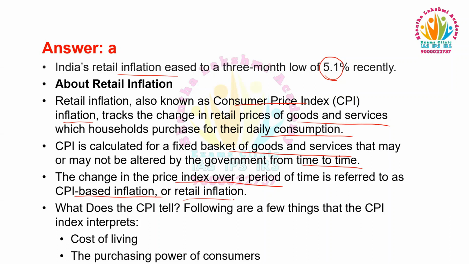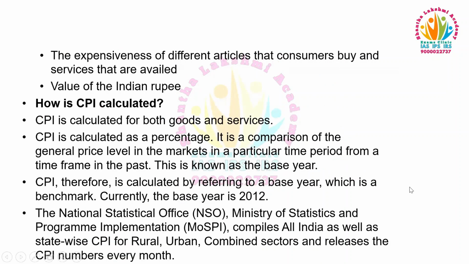What does the CPI tell? Following are a few things that the CPI interprets: cost of living, the purchasing power of the consumers, the expensiveness of different articles that consumers buy and services that are availed, and the value of the Indian rupee. How is CPI calculated? CPI is calculated for both goods and services. CPI is calculated as a percentage. It is a comparison of the general price level in the markets in a particular time period with a time frame in the past. This is known as the base year.